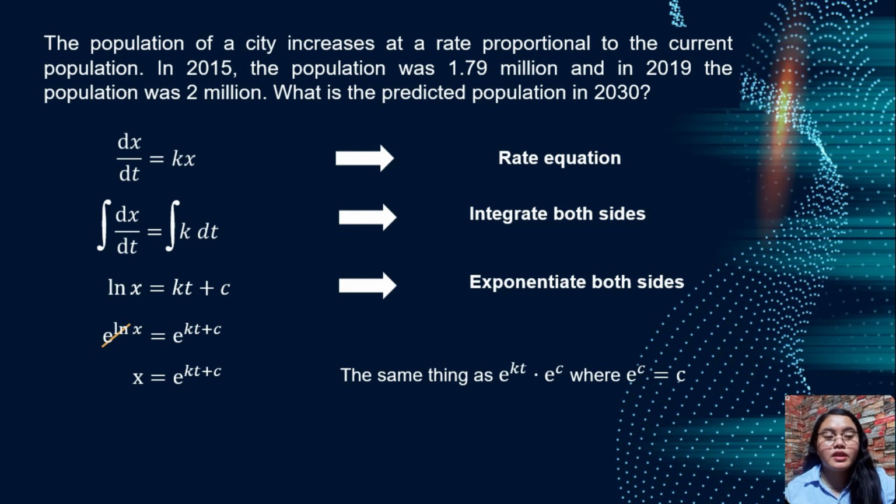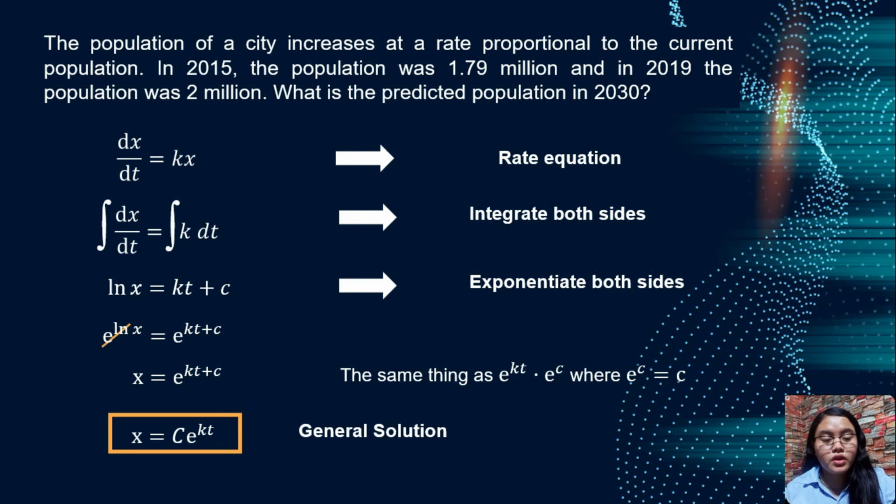As I have said, e raised to kt times e raised to c is just the same as e raised to kt plus c. That is the application of the laws of exponents here. So we have the equation x is equal to c e raised to kt. I just rewrite that, so we have here the general solution. And since we already have the general solution, we will now go to solving the given problem.